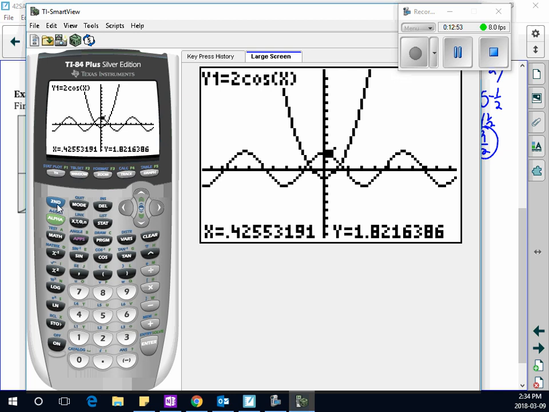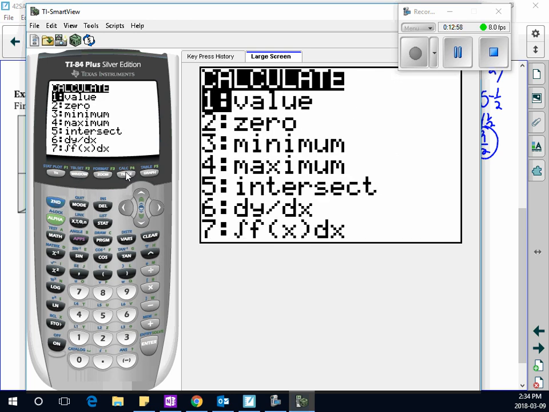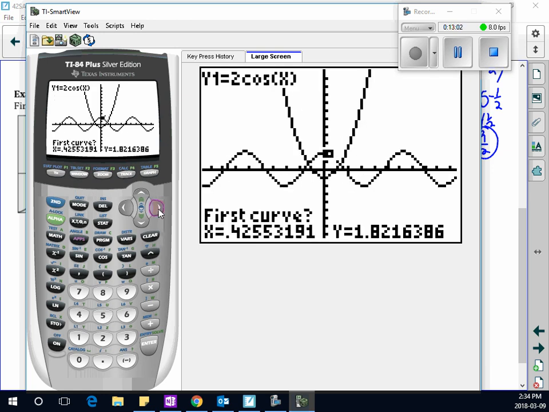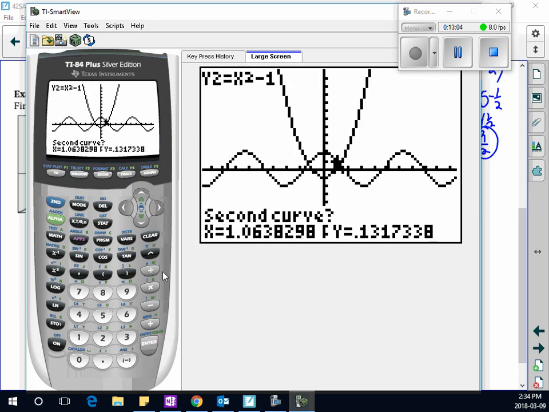All right. Okay, second calculate. It's the intersect, number 5. Get close to that intersection so it knows exactly which one to calculate. Bada bing, there it is. That is positive 1.256. Oh, look at that. Does that make sense to you? It's a mirror image, right?